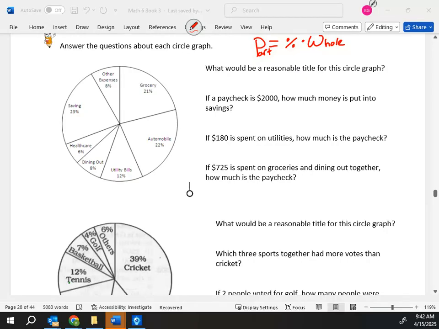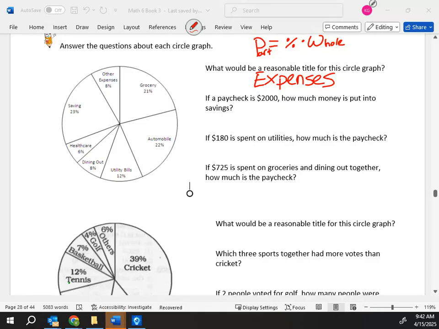So what would be a reasonable title for this circle graph? I'm looking at what we have. We have grocery, automobile, utility bills, dining out, healthcare, saving, other expenses. What do you think we could call that, Maddie? Expenses. Okay, what we're spending our money on.